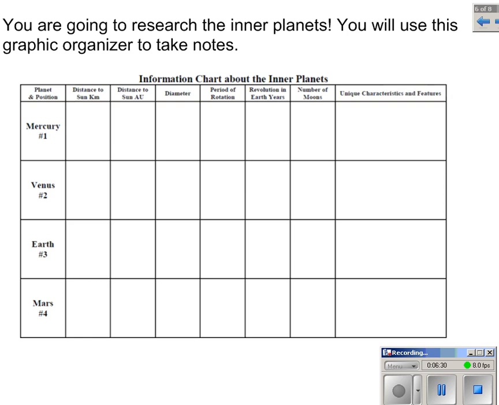So the key things you need to look for are the distance to the sun in kilometers, distance to the sun in AU, the diameter, the period of rotation. We need to remember rotation means days, so it's how long is a day. Revolution in Earth years, the number of moons, or we like to say satellites, and then unique characteristics and features. The videos you're about to watch are going to have lots of information, so any additional notes that you want to take can go in this last column. And if you run out of room, you can always just keep writing in your notebook the unique characteristics and features that you thought were interesting.